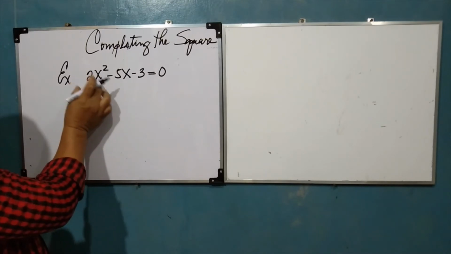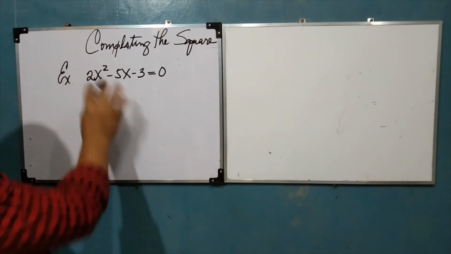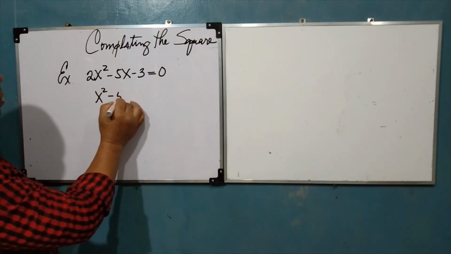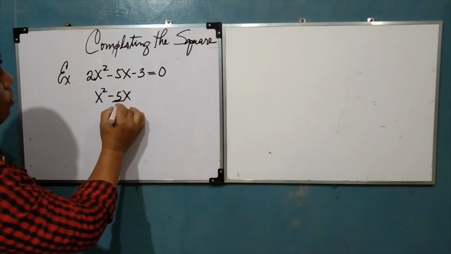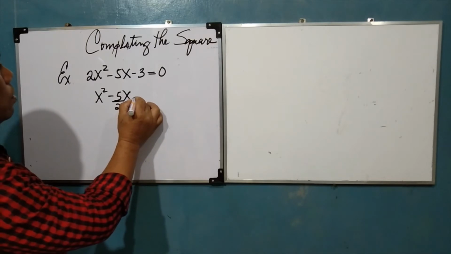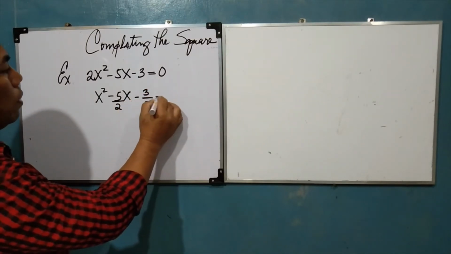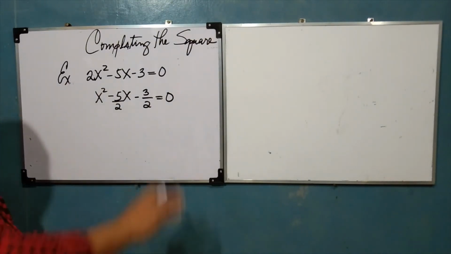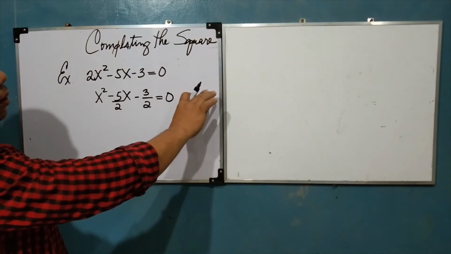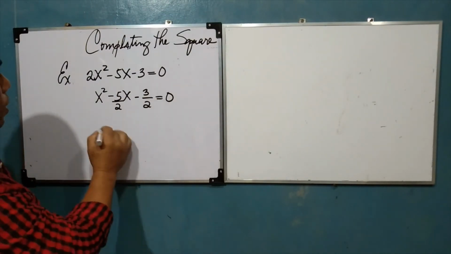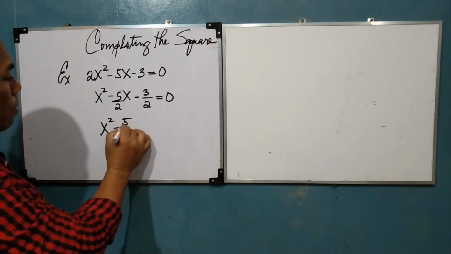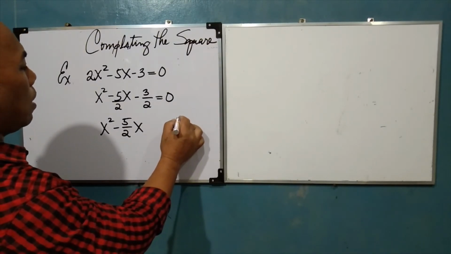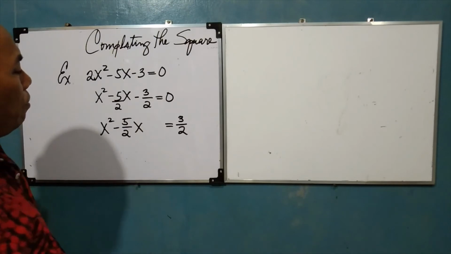In getting the roots of this quadratic equation by completing the square, the first step is to make this quadratic term have a numerical coefficient equal to 1. So we divide both sides by 2. So you will get x squared minus 5x over 2, then minus 3 over 2 equals 0. Okay, so the next step is to have this constant transposed to the right side. So you will get x squared minus 5 over 2x equals 3 over 2 because that is positive.